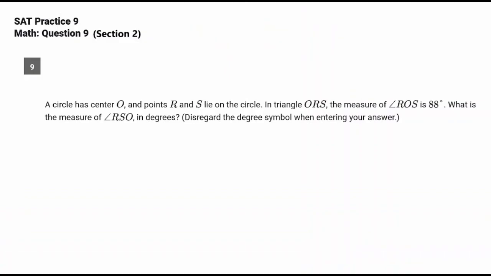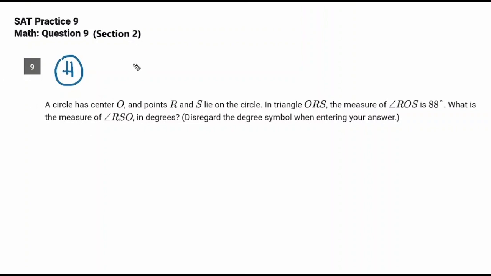We're on SAT Practice Test 9, Math Section 2, Question 9. What's the level of difficulty here? It's hard. This is the first hard question in Section 2, and everything from here on out is going to be either hard or crazy hard. A circle has center O, and points R and S lie on the circle. In triangle ORS, the measure of angle ROS is 88 degrees. What's the measure of angle RSO in degrees? And you don't put in the degree symbol when you write down your answer.